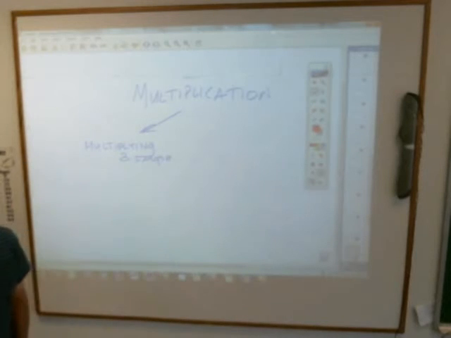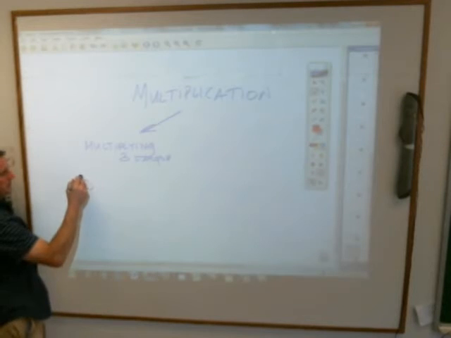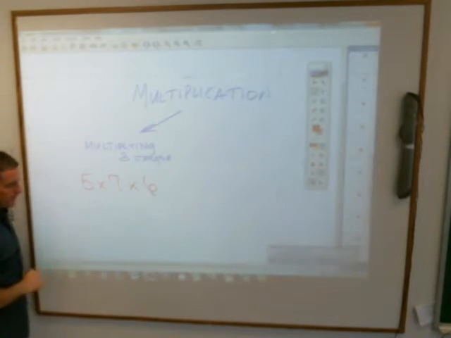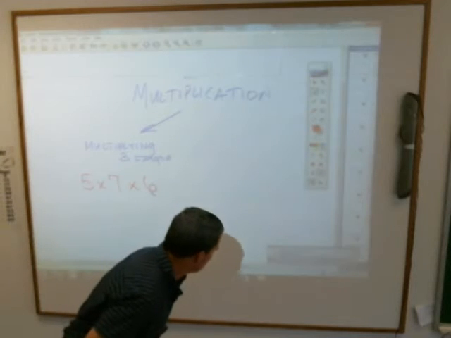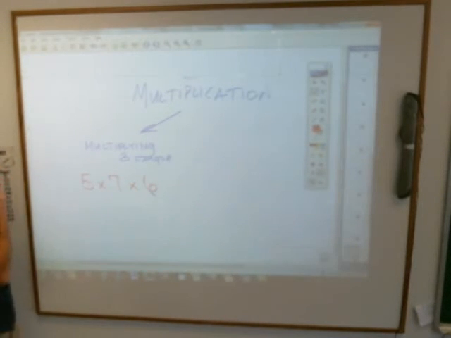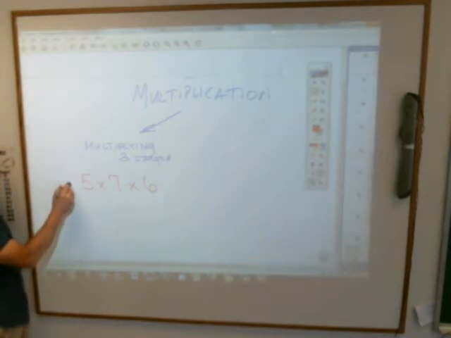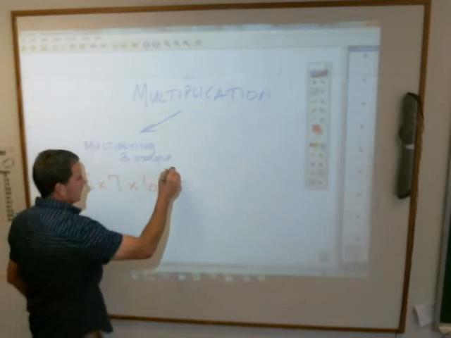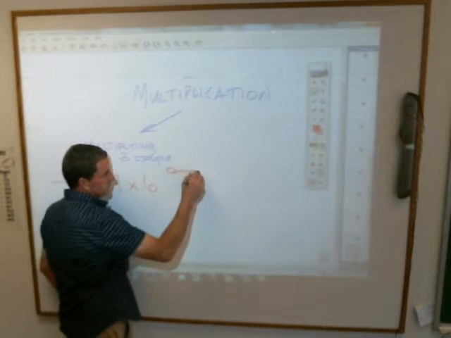The three factors being, let's say you have 5 times 7 times 6. By the way, if that's a problem that comes up on your homework paper, you write the problem down like this. Now, because in multiplication we have what's called the commutative property as well.